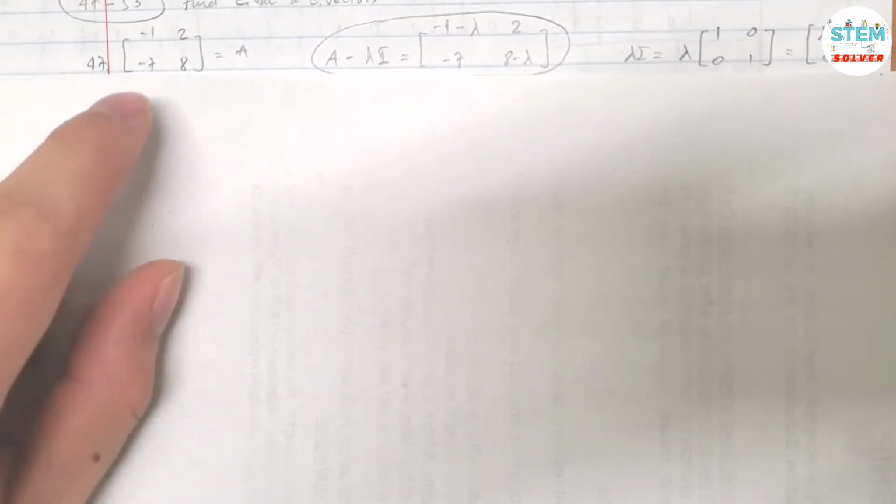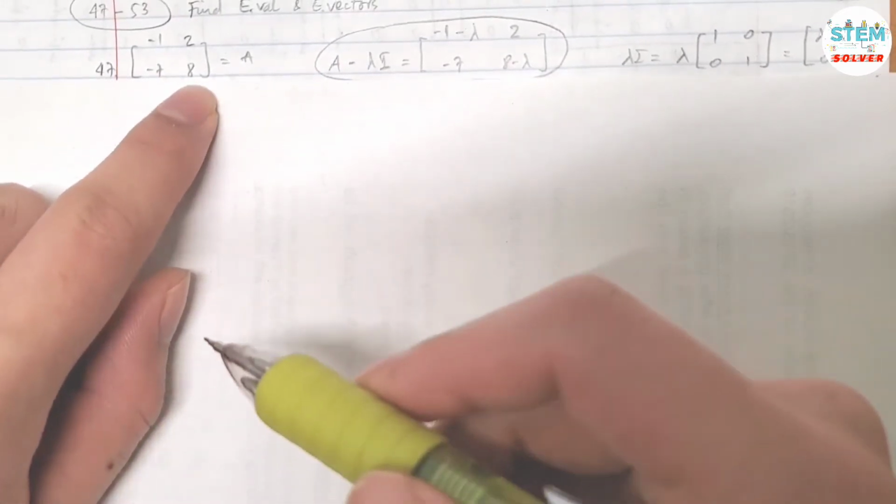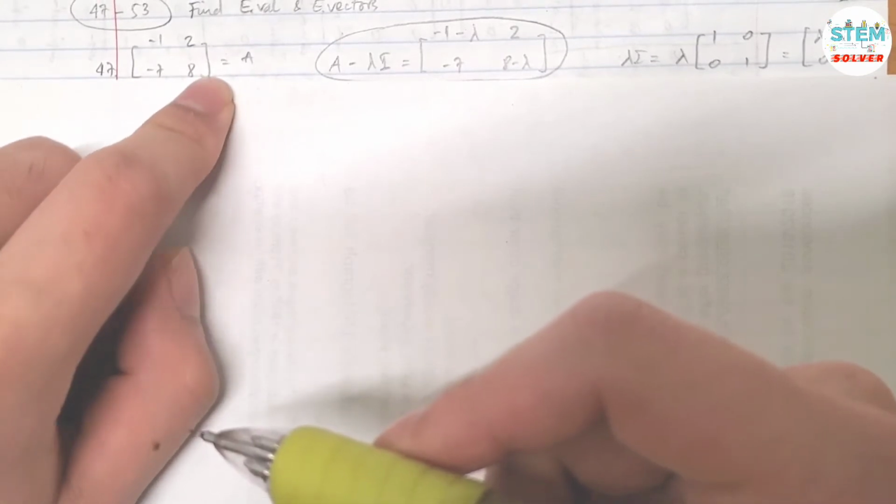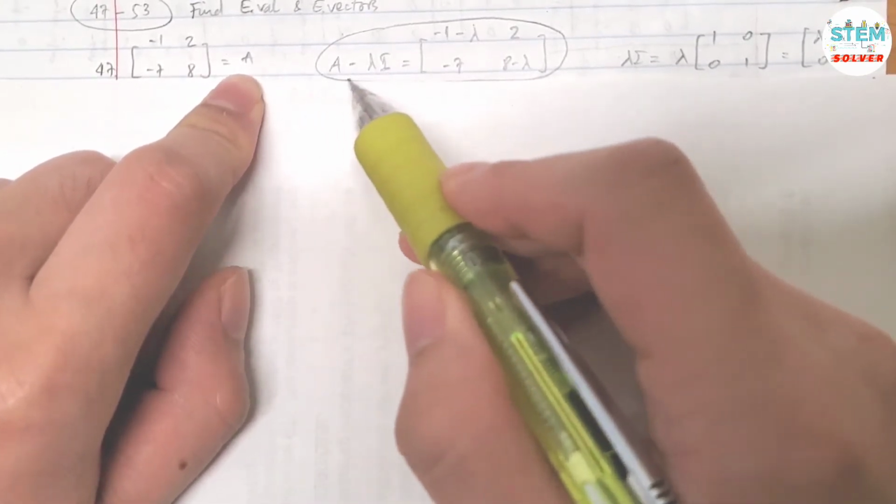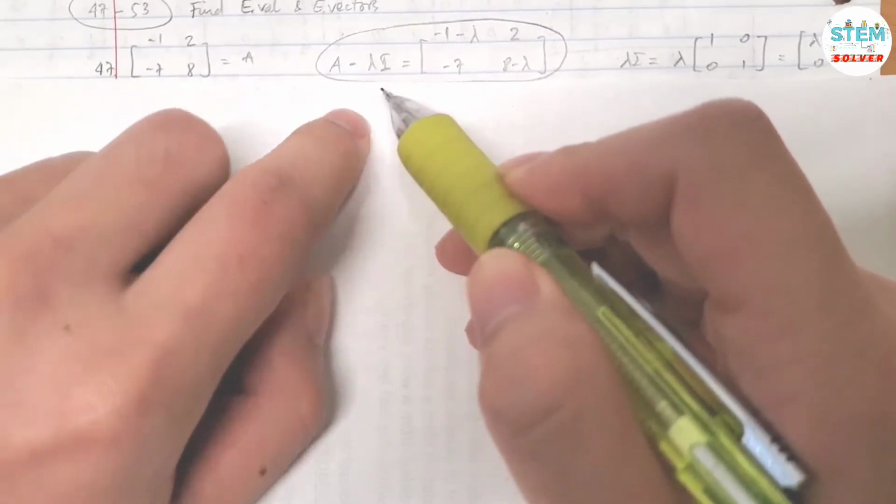Find the eigenvalues and eigenvectors of the given matrix. So here's the given matrix A, and you have to find the eigenvalues for this matrix and the eigenvectors as well. So first of all, you need to find A minus lambda I. So what is lambda I?